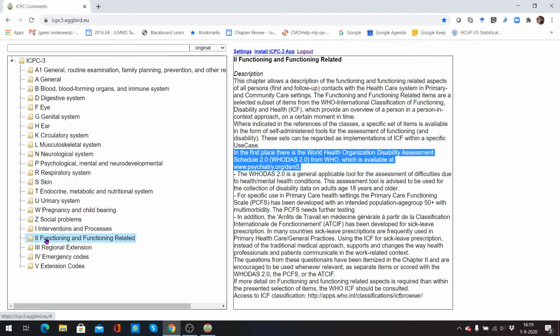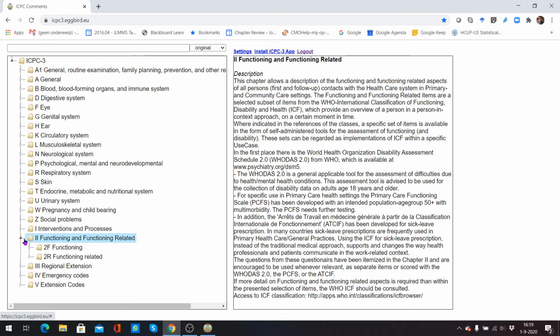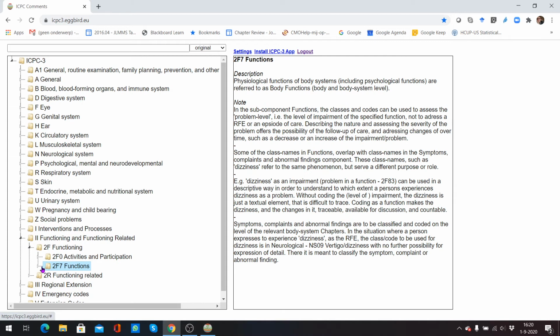Within the chapter, I'll click on it, there are two components, 2F, the functioning, and 2R, the functioning related. First, we deal with 2F. Functioning of a person is determined by and depends on the physiological functions. This is 2F. I will open it.